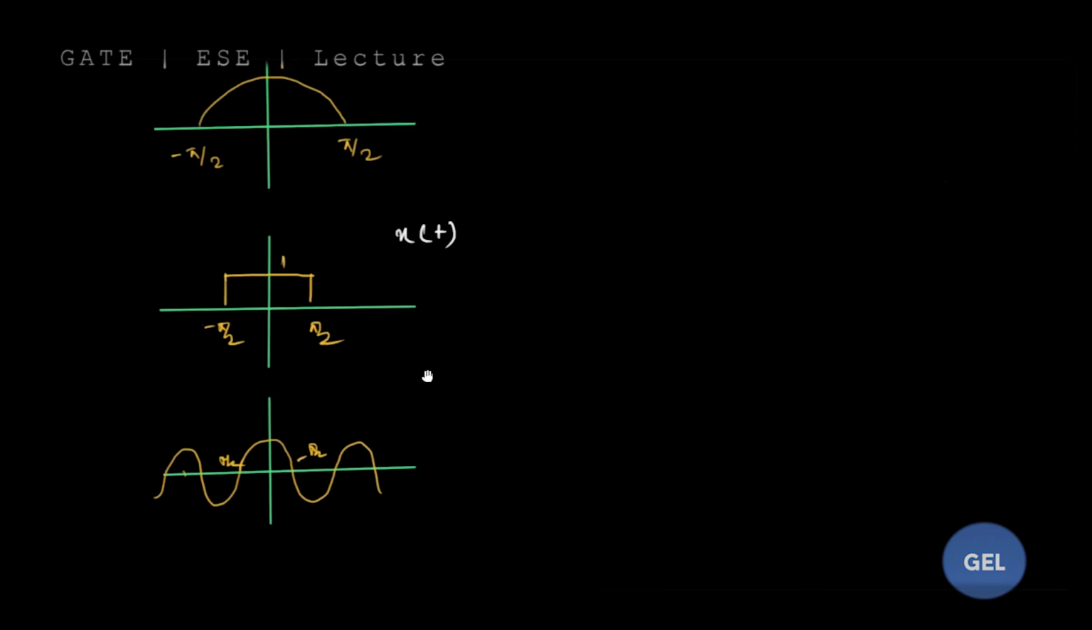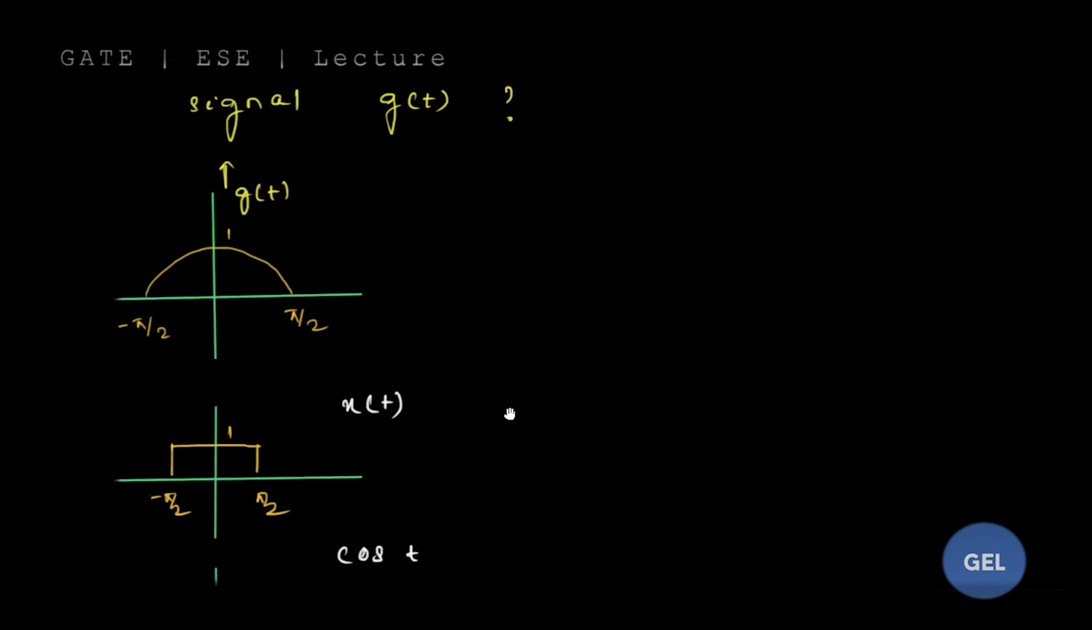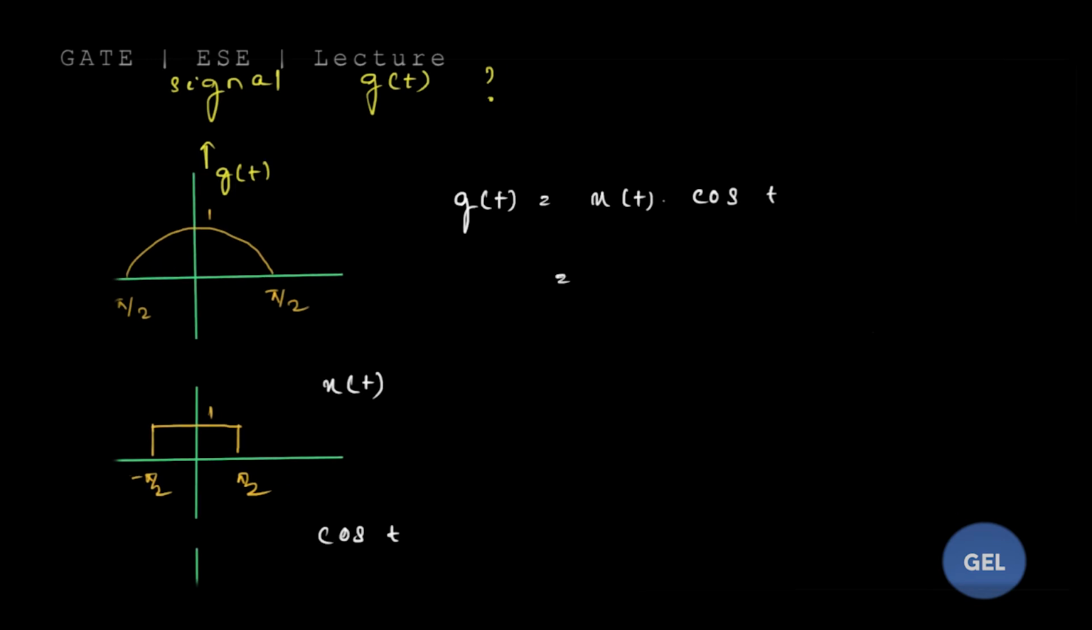Okay, so this is your x of t, and this is your cos t. We came down to this format only, no? So g of t is nothing but x of t into cos t. We came down to this same format. Now it's a very important thing. So what will be the value?